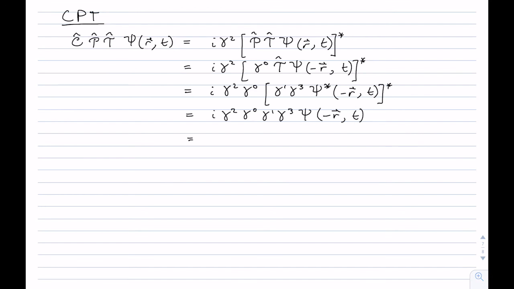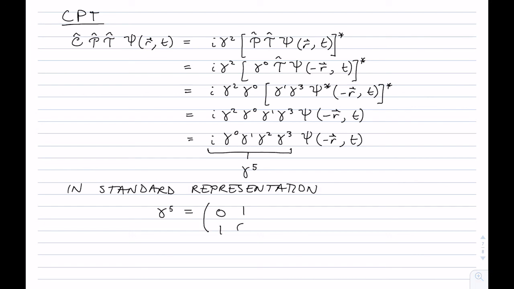And in fact, we can just move gamma 2 over. So a couple of permutations, and we'll get I gamma naught, gamma 1, gamma 2, gamma 3, psi of minus R and T. And this thing has a special name because it comes up a lot, and it's known as gamma 5. And in the standard representation, gamma 5 equals 0, 1, 1, 0, where remember, this is the 4x4 matrix, which is a 2x2 matrix of 2x2 matrices. So where I say 1, I mean the identity matrix, and where I say 0, I mean a 2x2 zero matrix. And so the net effect of CPT on a free electron wave function is to convert it into a positron wave function.